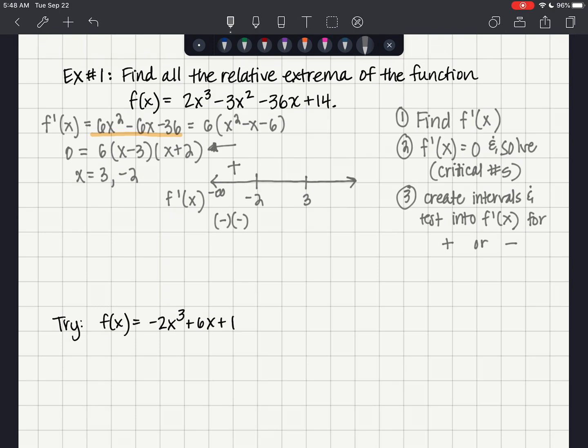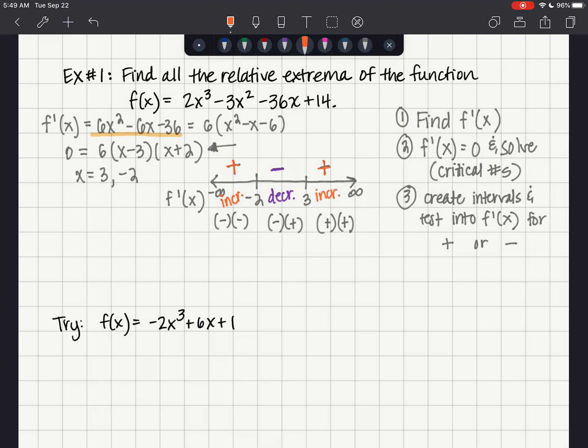That means the function is increasing there, as we know from our previous work. Now I'm going to put a value in between negative 2 and 3. I put a 0 in, and I get a negative times a positive. That's a negative. So our function is decreasing between the x values of negative 2 and 3. And then we put in a value between 3 and infinity. That gives me a positive times a positive, which is a positive. So that too is increasing.